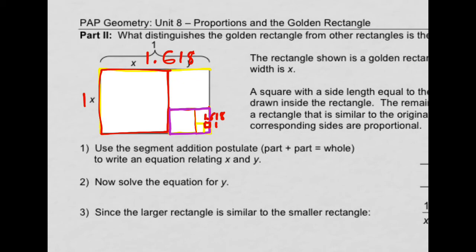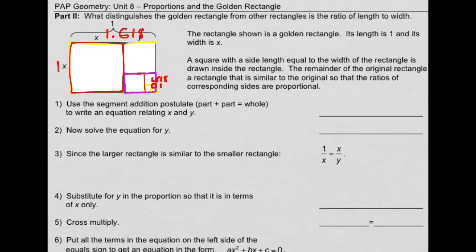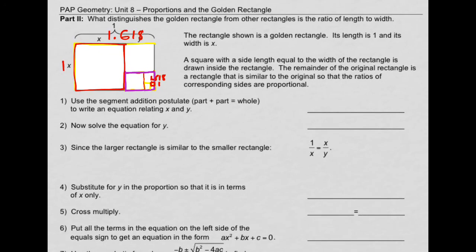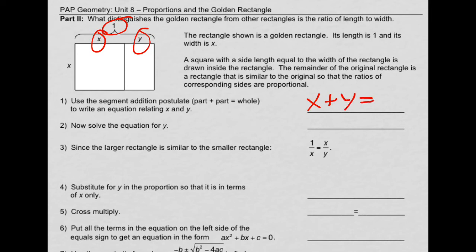Okay, so now let's see what it's asking us to do with question 1. Use the segment addition postulate, part plus part equals whole, to write an equation relating x and y. Alright, well now that I've messed all this stuff up, let me erase that and start over. Okay, so we're looking at part plus part equals whole for x and y, and here's my x, and here's my y, and here's my whole deal, right? So x is one part, plus y is another part, equals my whole.